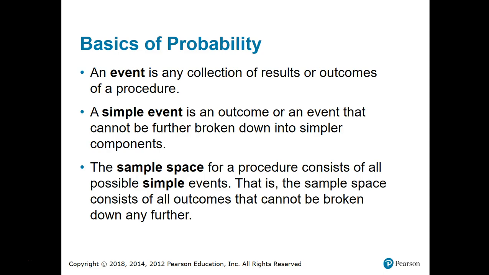I could also say, how many kids do you have? Well, I have an odd number of kids, or I have an even number of kids. Those are also events, but they're not simple events because they are collections of results. Odd number of kids could mean 1, it could mean 3, it could mean 5, etc. A simple event is an outcome or an event that cannot be broken down further. So if I say odd number, I can break that down further. If I say 1, I can't break that down further.